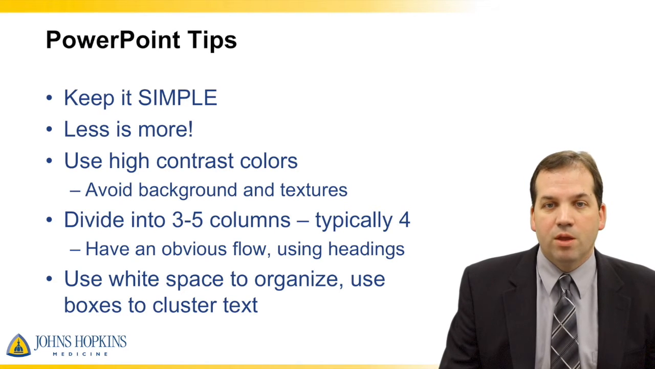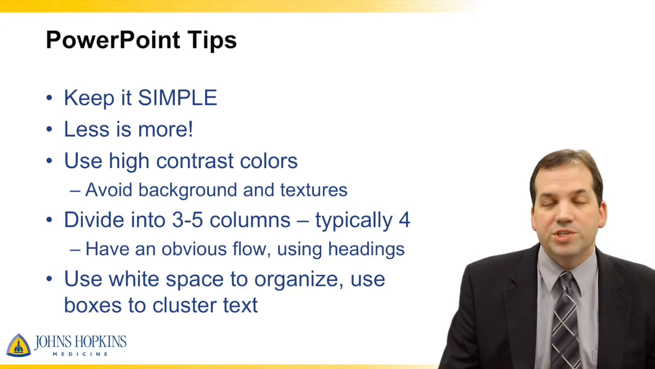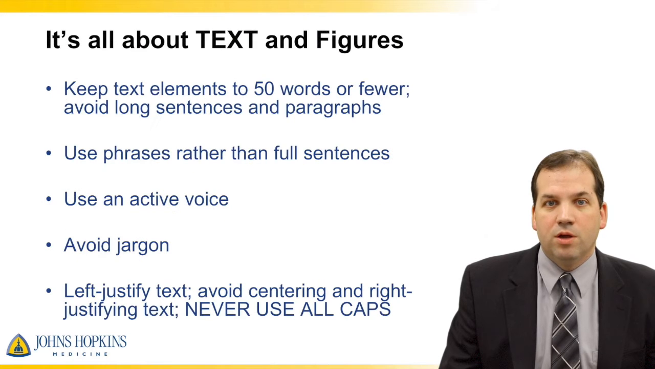What I showed you with my previous poster, you want to typically divide this into about 3 to 5 columns. I like to use 4, but you can go all the way up to 5 columns. And you typically want to have a flow from left to right. Some people argue that the leftmost corner and the bottom right corner are the highest impact areas, and so that's the general flow you want to have of these posters. Use headings to separate your poster, and then use that white space around the poster to organize and use the boxes in there to cluster the text.